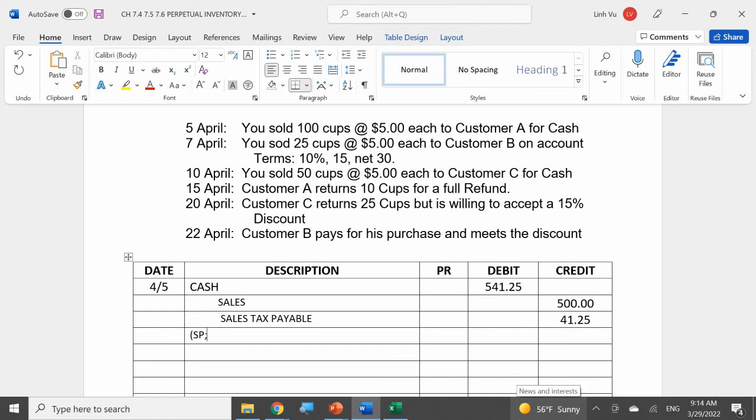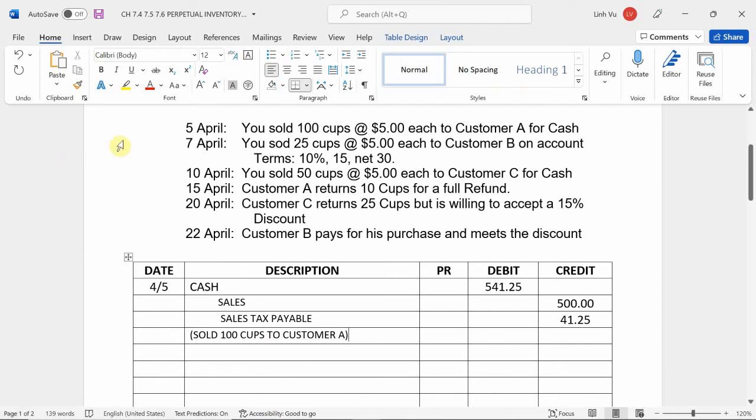And I'm going to make a note here saying that I sold 100 cups to customer A. You can also hold off on this description and put it into the second half of the portion, but in this case, I already did it. So what's the next section that I have to do as part of this? Because I ended up selling 100 of those cups.